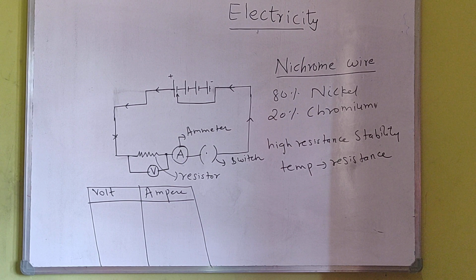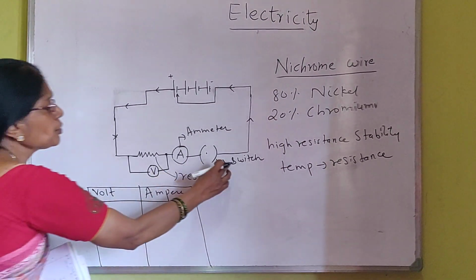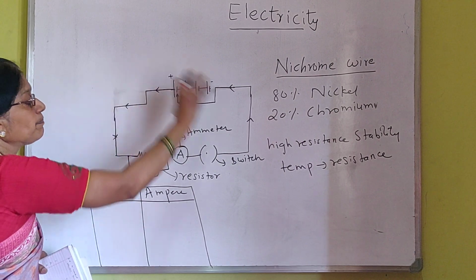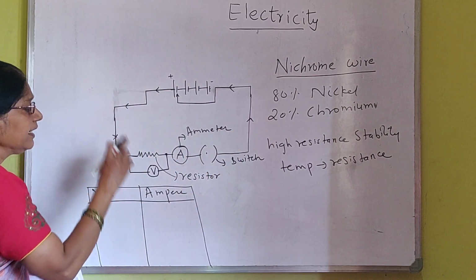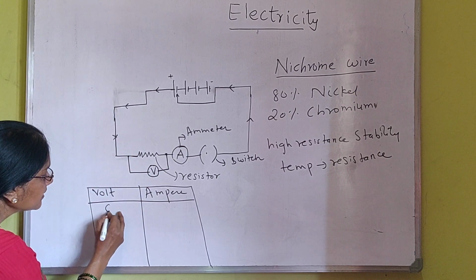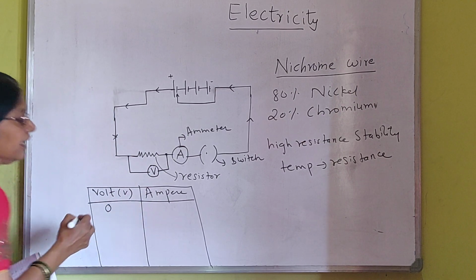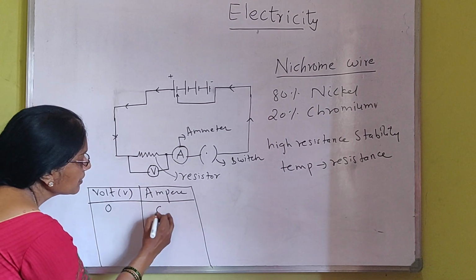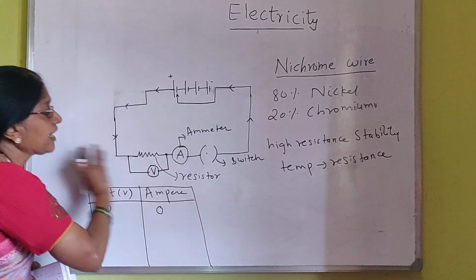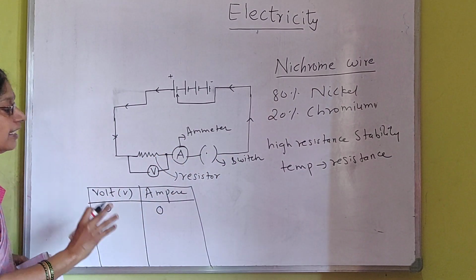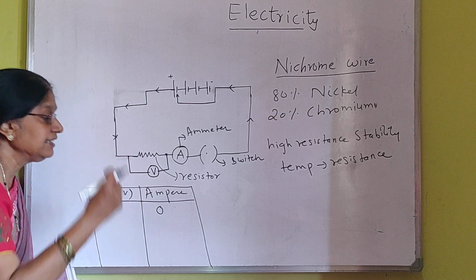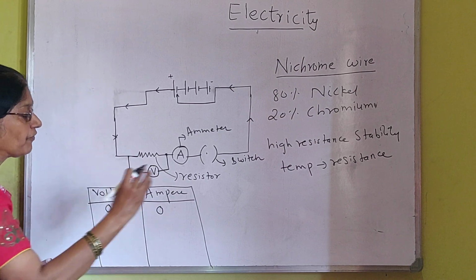When the switch was opened, he saw that no current was passing through the circuit. In the voltmeter, the reading was 0 volt, and in the ammeter, the reading was 0 ampere. That means when there is no potential difference, the current will not flow. That means potential difference is needed for the free flow of current.